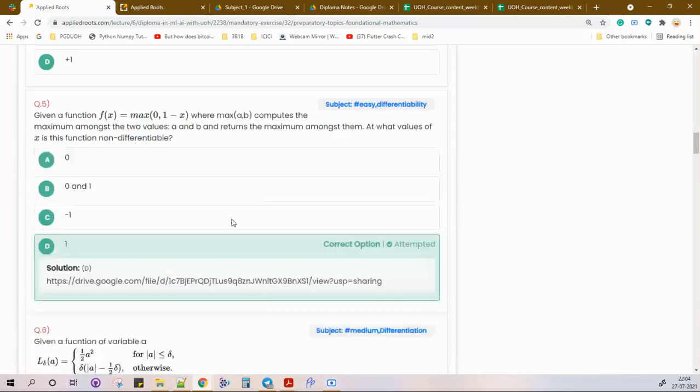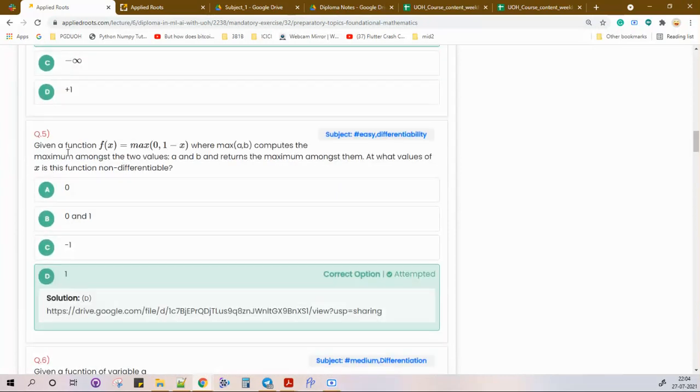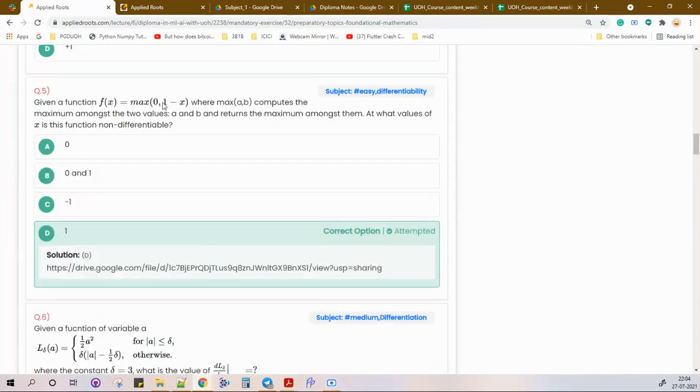Okay, so given a function f of x equal to max of 0 or 1 minus x, where max of A, B computes the maximum amongst the two values A and B and returns it. At what value of x is this function non-differentiable? When a function is non-differentiable, when it is not smooth, when it is changing the value, when it is not defined. Right. At minus infinity it is also 0. Yes, Singh, you are correct.